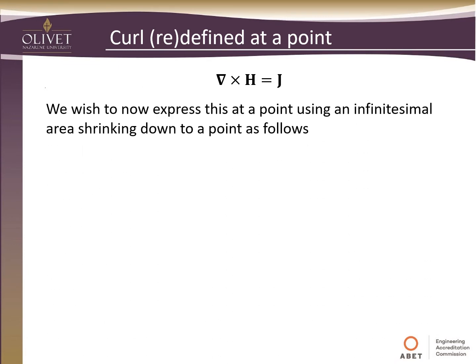So we wish to now express this at a point using an infinitesimal area shrinking down to that point as follows. We'll take this curl of H and dot it with this vector area. Remember, that's the vector normal to the area, with the magnitude being the size of the area. And that should equal the current density dotted with that same area.